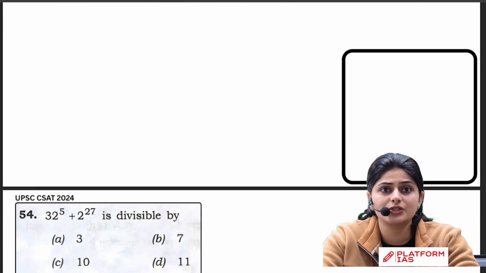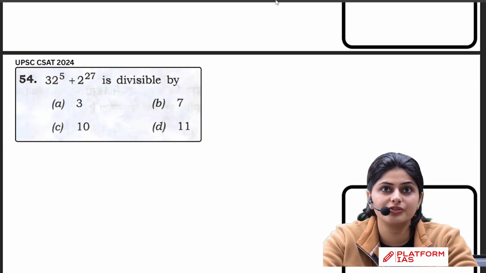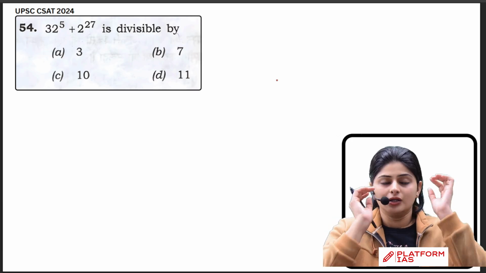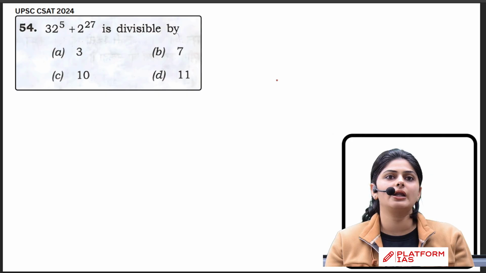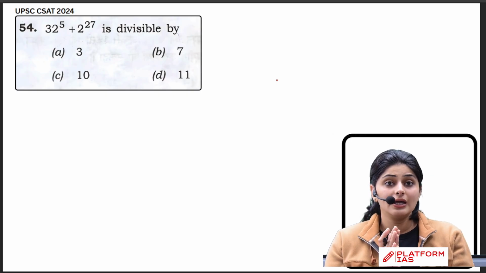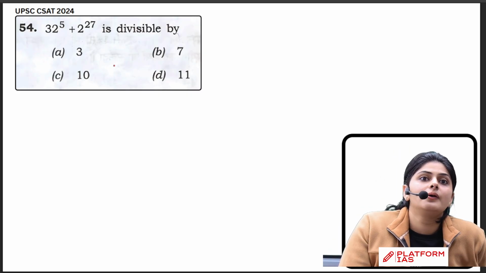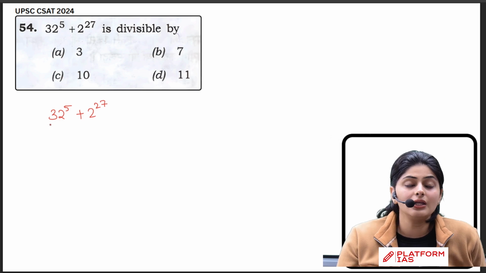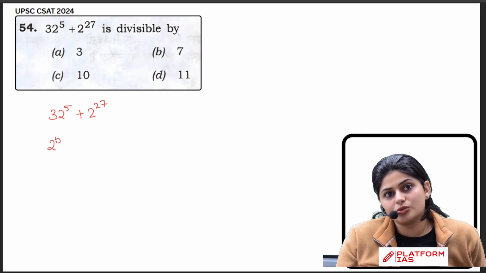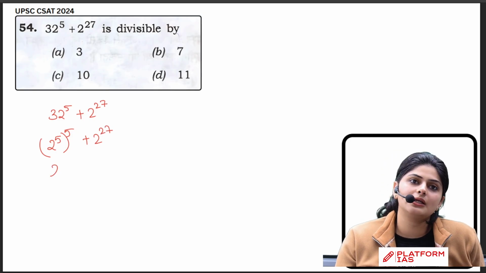Now we'll move to the next question. Now we have come to the 2024 54th question of the number system. The question reads: 32 to the power 5 plus 2 to the power 27 is divisible by which of the numbers? Now 32 can be written as 2 to the power 5, to the power 5, plus 2 to the power 27. It can be written as 2 to the power 25 plus 2 to the power 27.